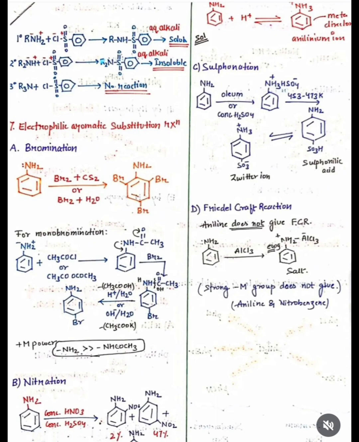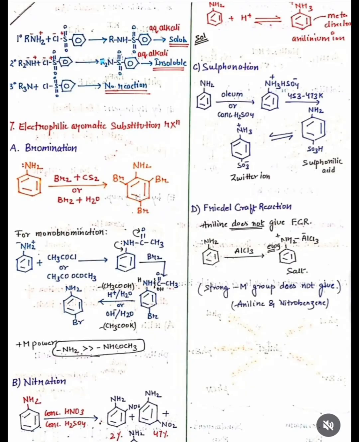Seventh and last chemical property of amine is electrophilic substitution reaction. It involves again 4 reactions. First reaction is bromination. When aniline reacts with bromine in presence of an organic solvent like carbon disulfide or an aqueous solvent like water, it forms a single product, that is 2,4,6-tribromoaniline.